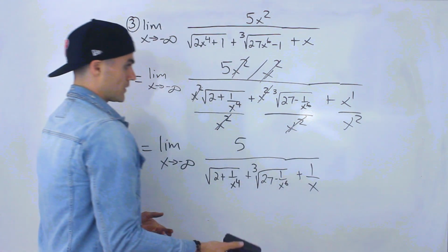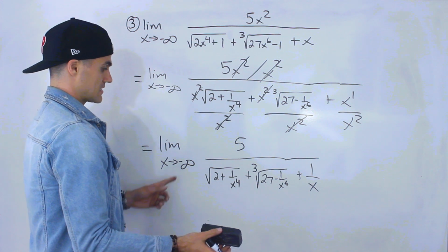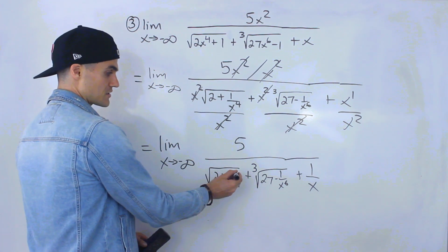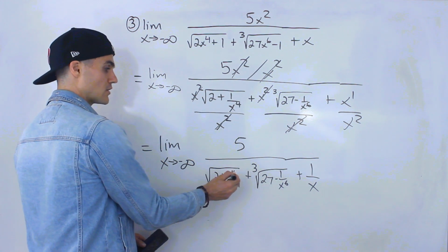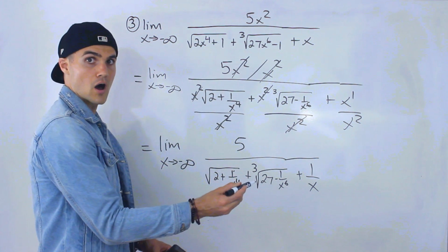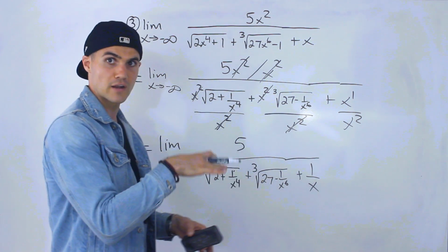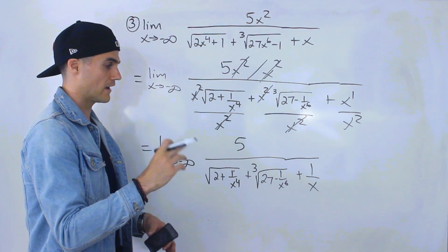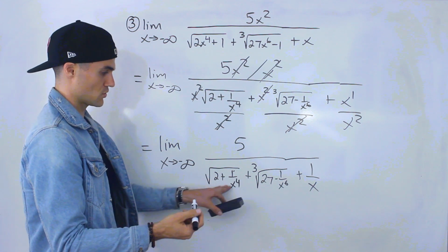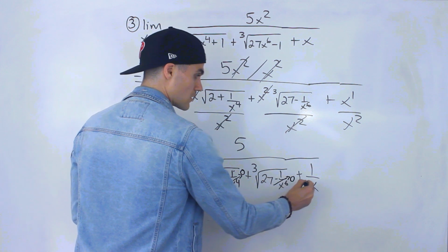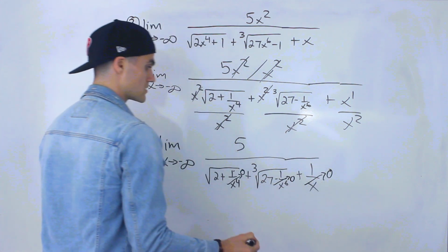And now what we can do is simply plug in negative infinity, because notice how everything now is in the format where we have a constant over x to the power of a rational number. And we know the limit as x approaches infinity or negative infinity of that format is going to equal 0. So notice this here is going to go to 0, this is going to go to 0, and then this whole thing is going to go to 0.